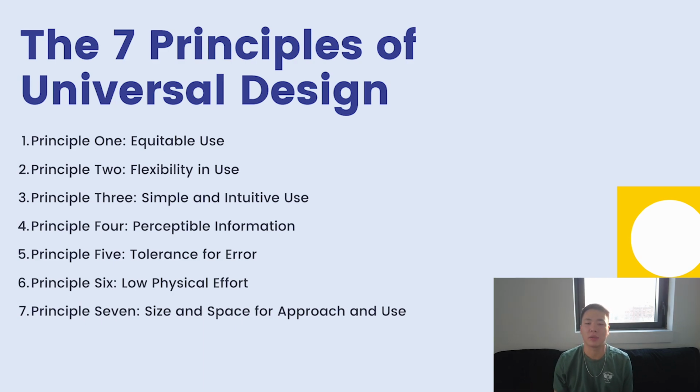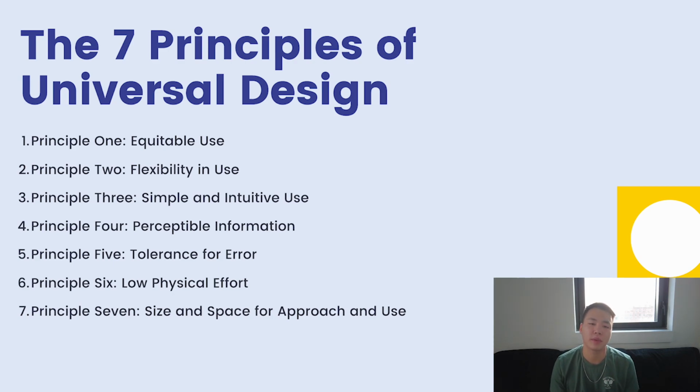So making sure that you're communicating the information in a variety of different channels. Going back to our example around captions, if they can't hear it, making sure that they can see it. If they can't see it, making sure that they can feel it in one way or another. So that's an example of perceptible information.